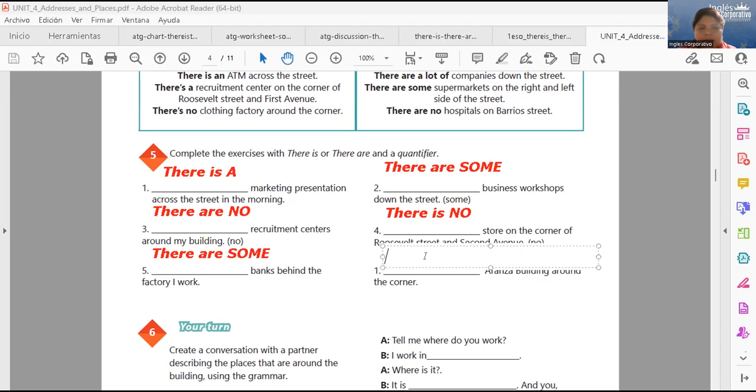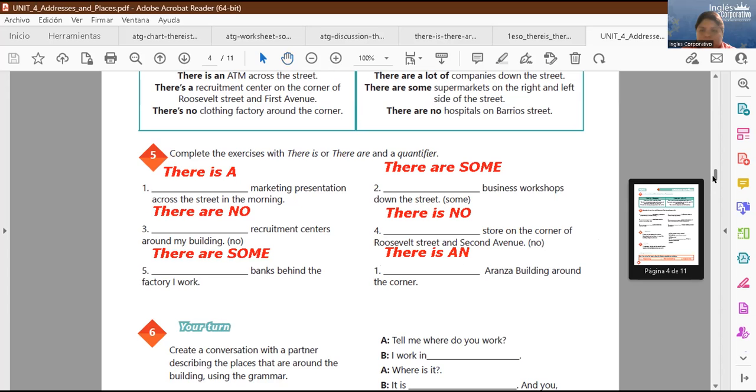And, okay, the last one. A building around the corner. There is. Article. There is a... an. Around the building. Okay, yeah, that's because of the word, the next letter. Okay, perfect. So now, well, we're about to finish.